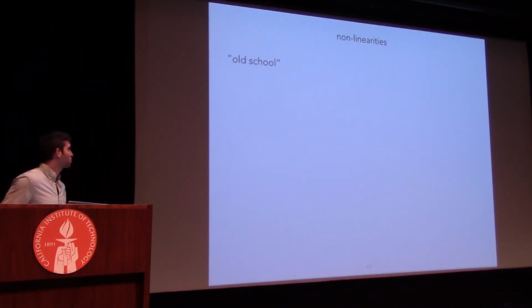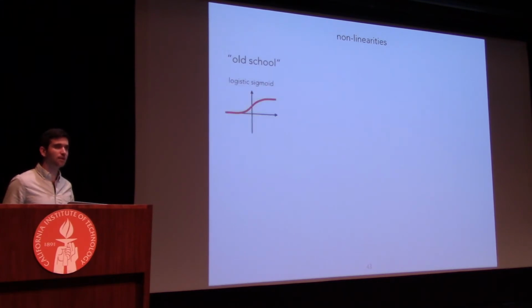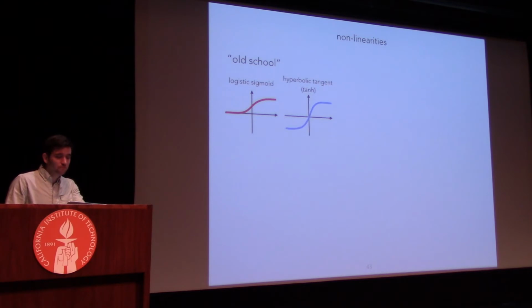And what are some of these nonlinearities? We've talked about them so much. The old school would say, let's use the logistic sigmoid. This is what you're familiar with from logistic regression. This is just the logistic transform. Another option would be, hey, let's use the hyperbolic tangent. Maybe I want my outputs to be something between -1 and 1.